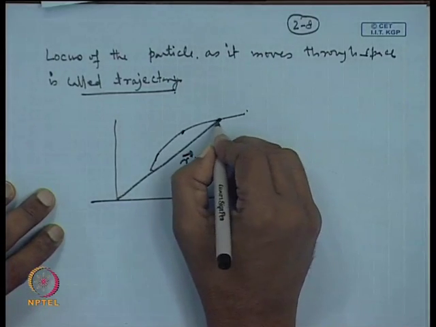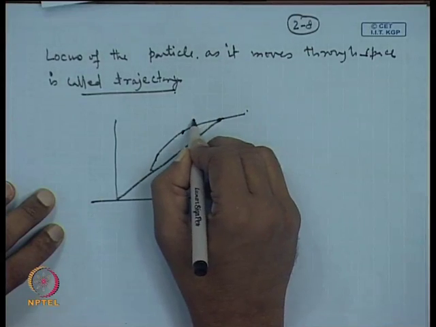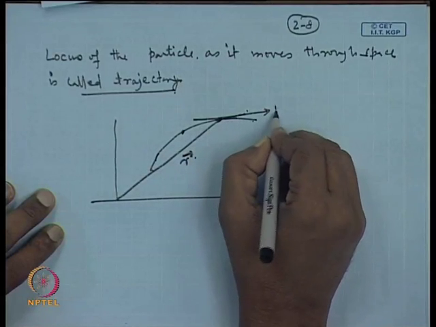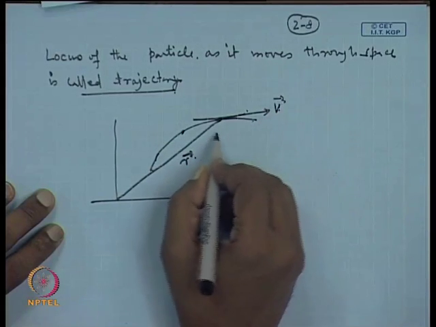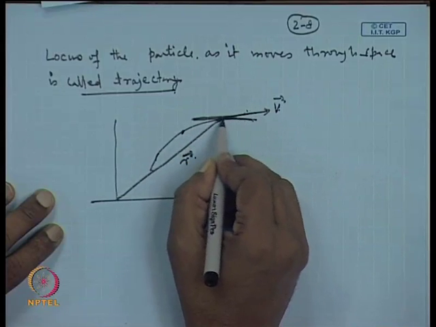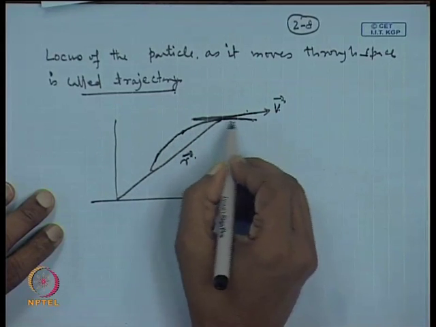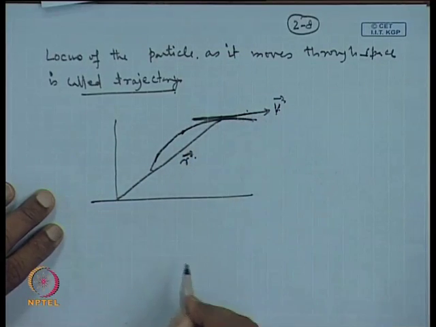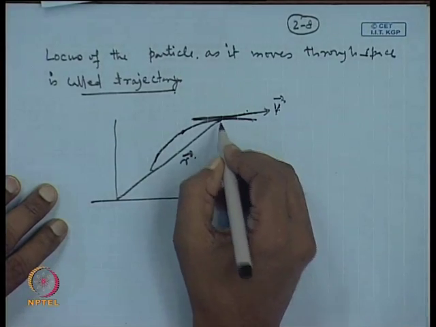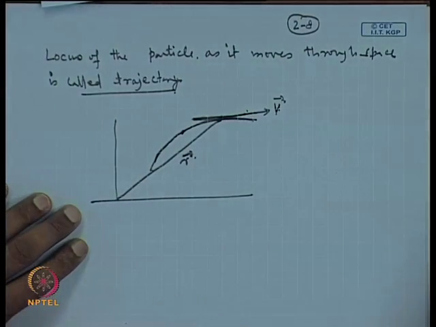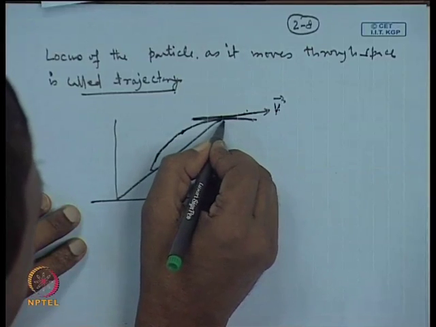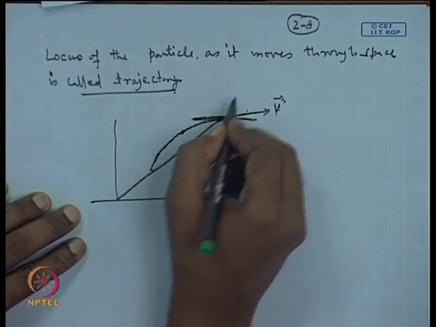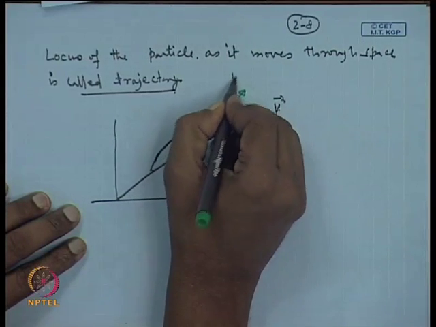We will see later on that the velocity of the particle will be given by a tangent vector. This is your velocity of the particle, and it will be tangent to the trajectory which the particle is traversing. At this point the velocity will be along the tangent to the trajectory. Now, this velocity can be broken into two parts. One part I can write as V theta, and another along this direction, which I can write as V r.